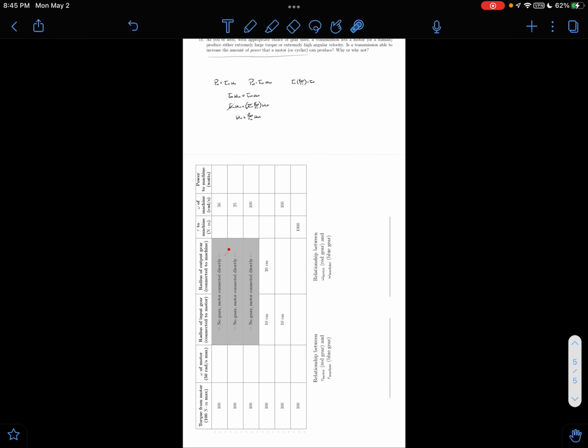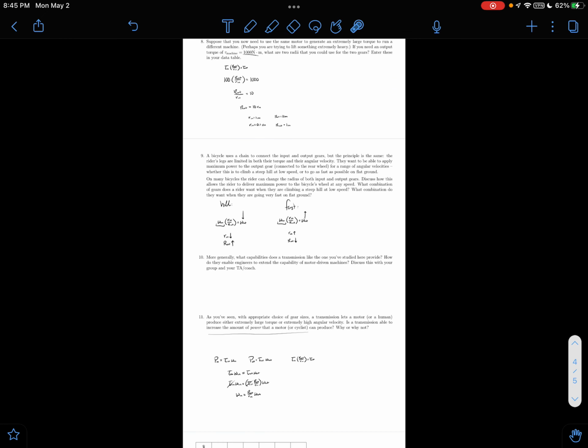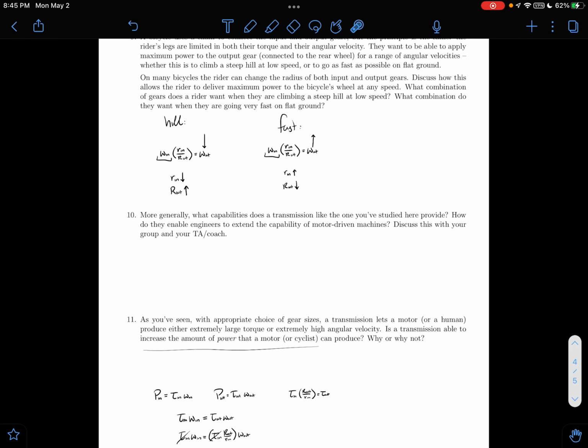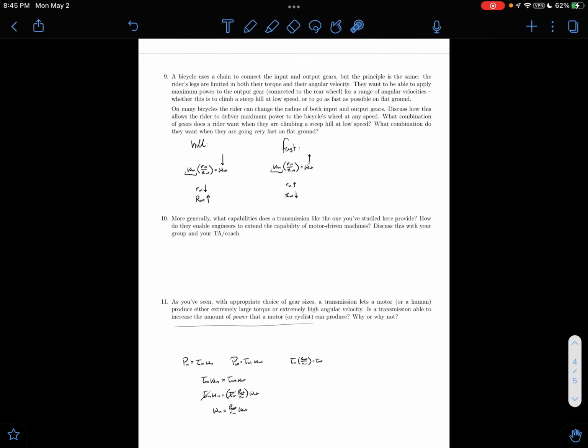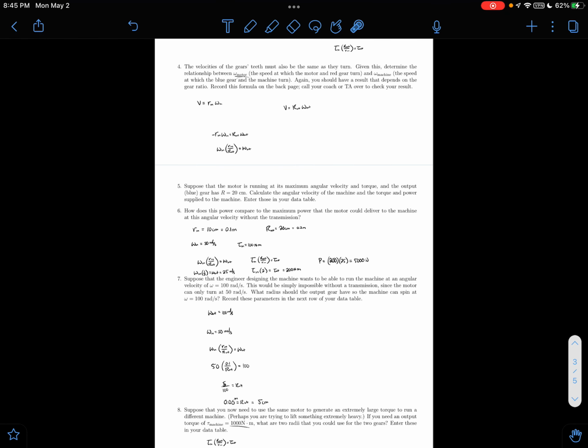We said with all this motor stuff in the middle, when it's connected directly to the machine with no gears, this one's not possible. But now, since we have gears, we can do so much more, and so much more is possible. So this is very, very important for engineering applications, because it can allow you to accomplish a bunch of different things without having to switch out your motors.